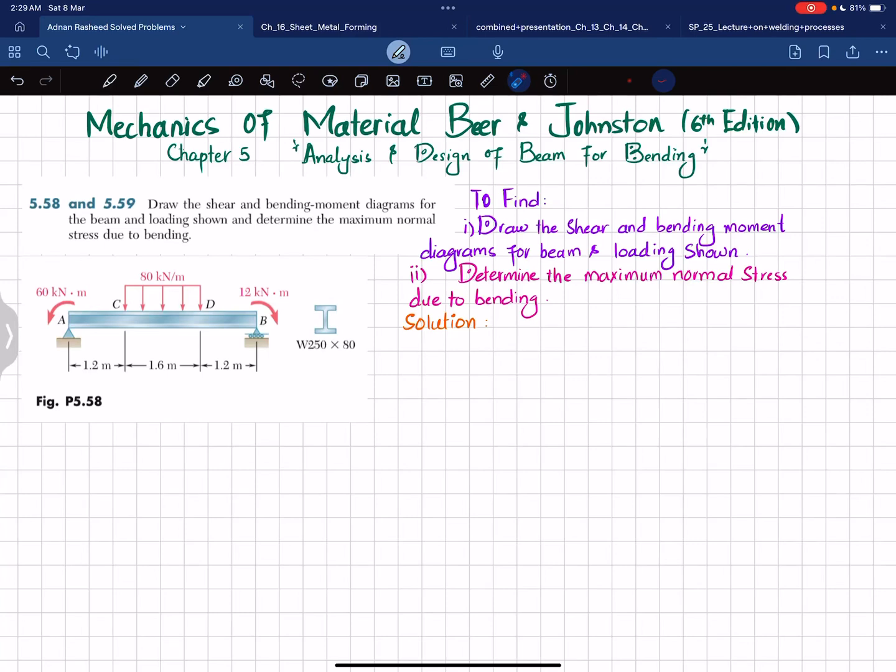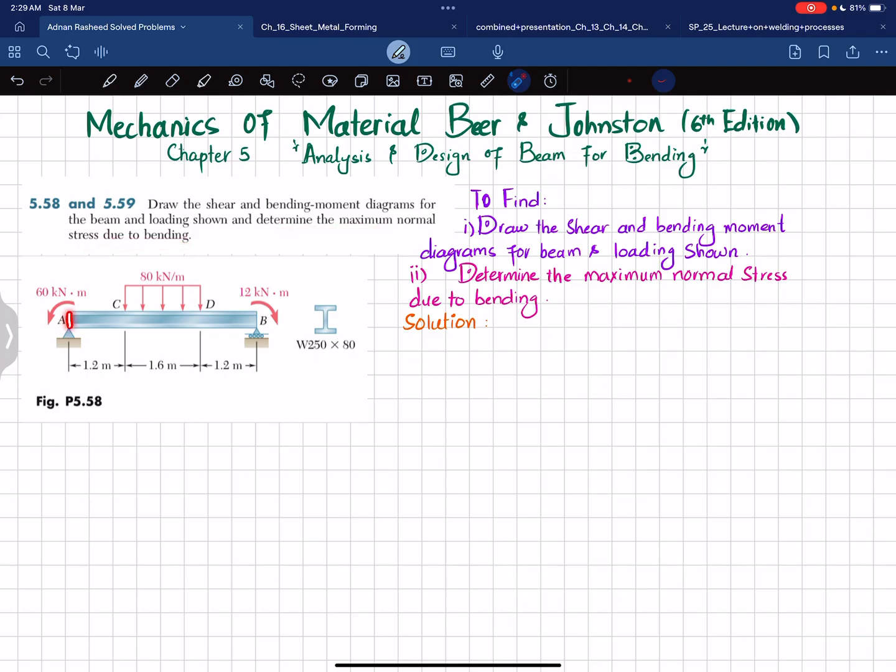Welcome back. In this video, we are going to solve problem 5.58 that is taken from chapter number 5, Analysis and Design of Beam for Bending, and the book name is Mechanics of Materials by Beer and Johnston, 6th edition. The statement is: draw the shear and bending moment diagram for the beam and loading shown and determine the maximum normal stress due to bending.